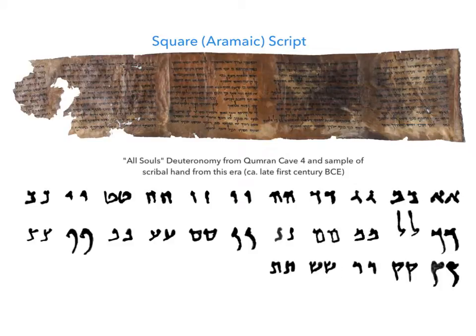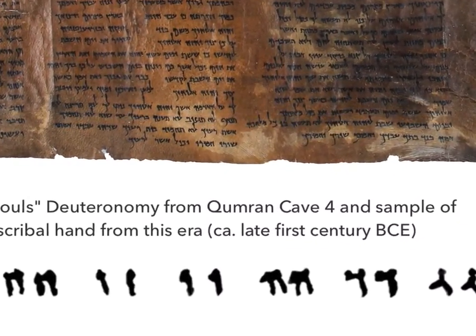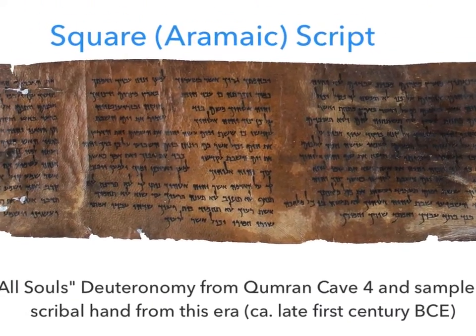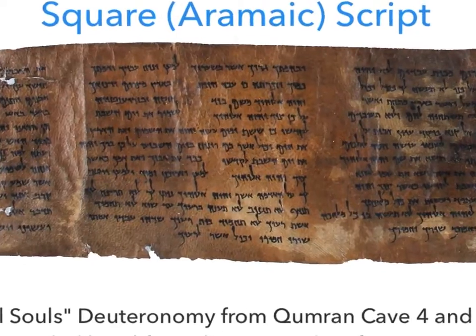What we're looking at here is a few examples of that. The image up top is a Cave 4 copy of Deuteronomy from Qumran among the Dead Sea Scrolls. This is actually one of the oldest copies of parts of Deuteronomy 5, specifically containing the Ten Commandments. And if we zoom in on this manuscript just a little bit, what we'll start to see, even before we've learned anything to do with the Hebrew alphabet, is that this looks very different from what we saw on the previous screen.